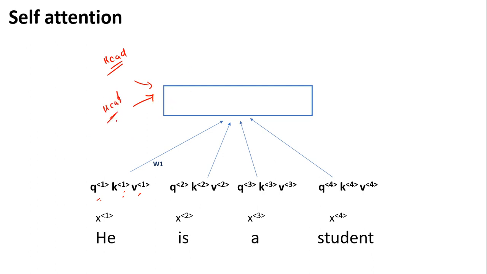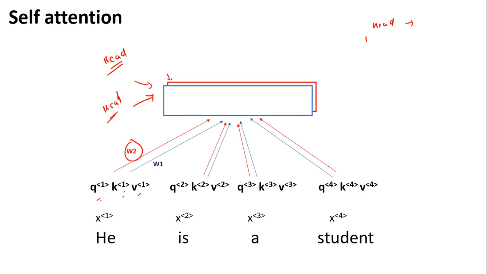So what is the intuition behind a head? Assume that if we are having more than one head, like let me show you. If you are multiplying with different weights we get a different head, and if we do the same thing thrice we will get three different heads. So these are multi-headed attentions.